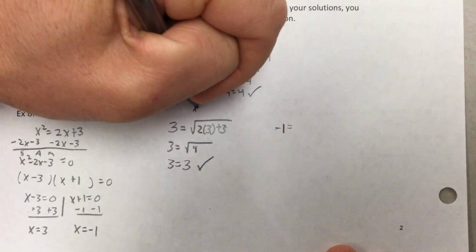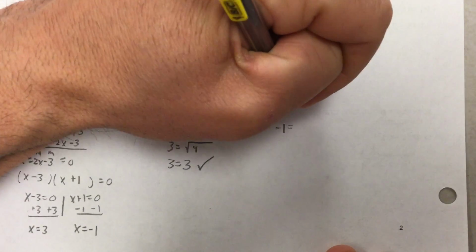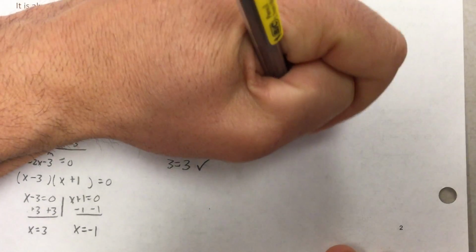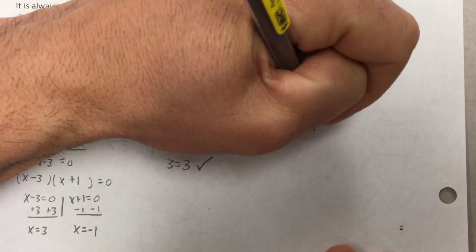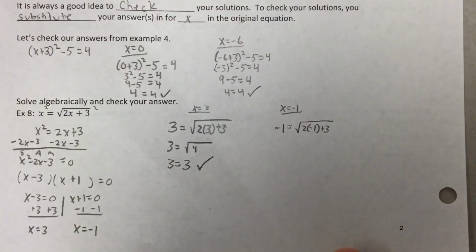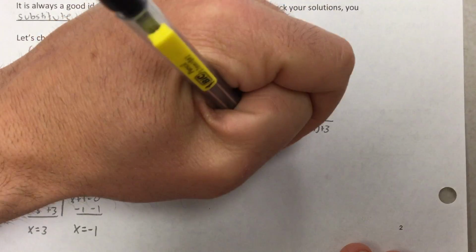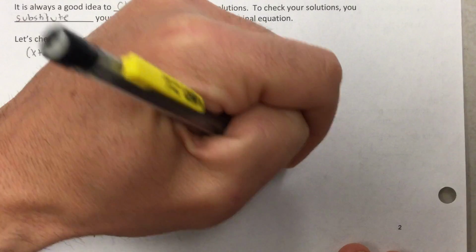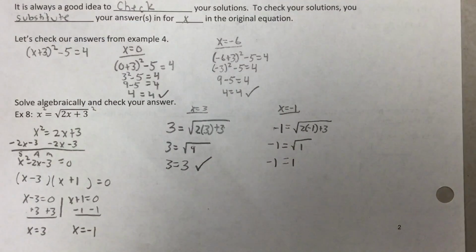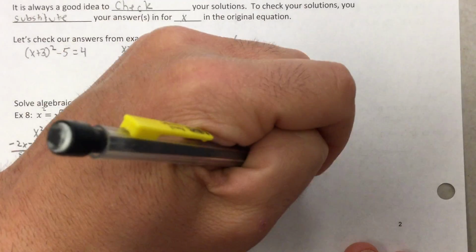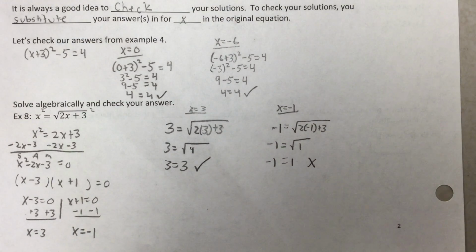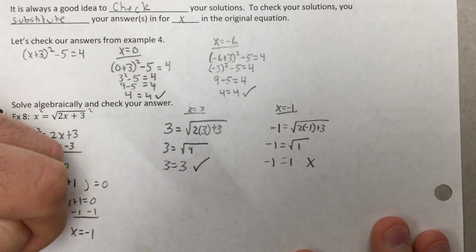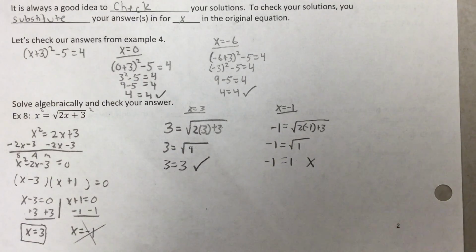So I go to check the negative 1. So that was x equals 3. This is x equals negative 1. I would do negative 1 equals square root of 2 times negative 1 plus 3. And that would give me negative 2 plus 3 is 1. So square root of 1 is 1. But on the left side, I have negative 1. Does negative 1 equal positive 1? No, it does not. So therefore, we only have one solution here. It is positive 3. And the negative 1 is not a solution.